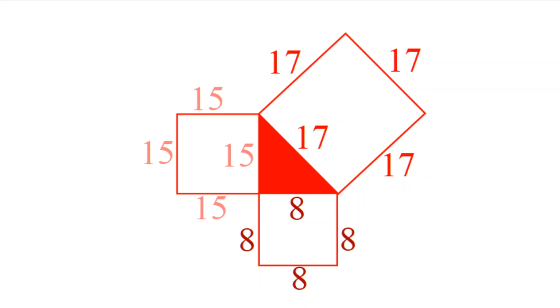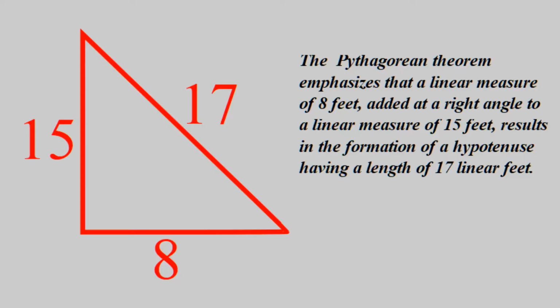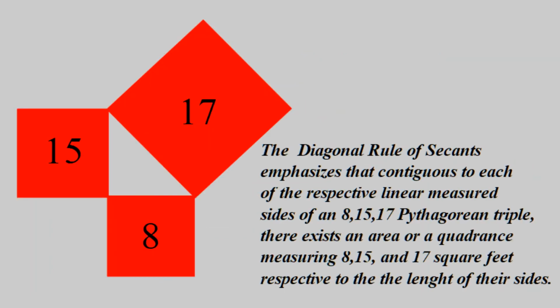Both the Pythagorean theorem and the diagonal rule of secants support this illustration of a Pythagorean triple. The Pythagorean theorem emphasizes that a linear measure of 8 feet added at a right angle to a linear measure of 15 feet results in the formation of a hypotenuse having a length of 17 linear feet. The diagonal rule of secants emphasizes that contiguous to each of the linear measured sides of an 8, 15, 17 Pythagorean triple, there exists an area or quadrants measuring 8, 15, and 17 square feet respectively.